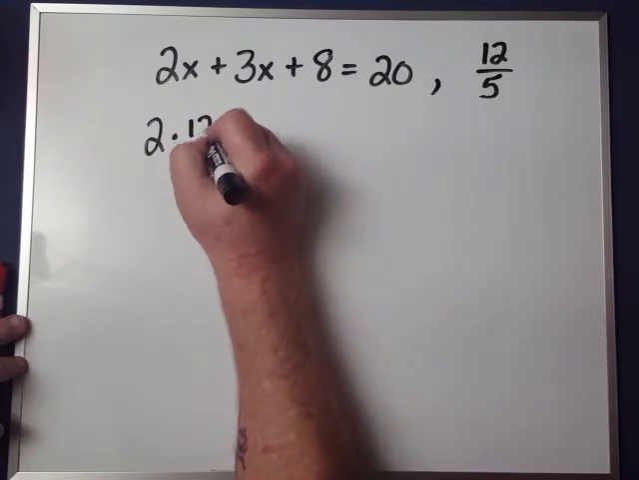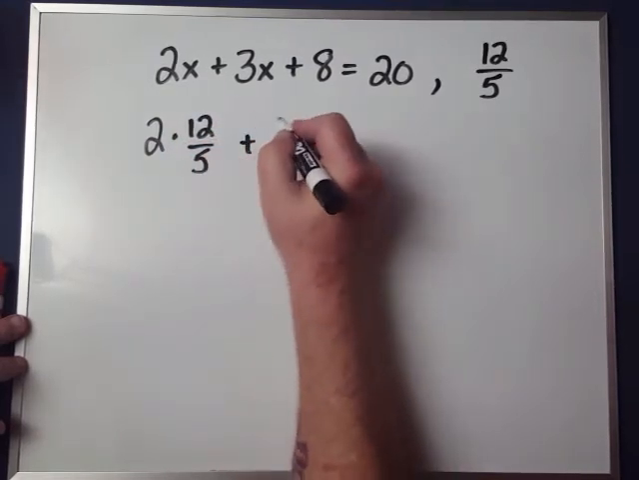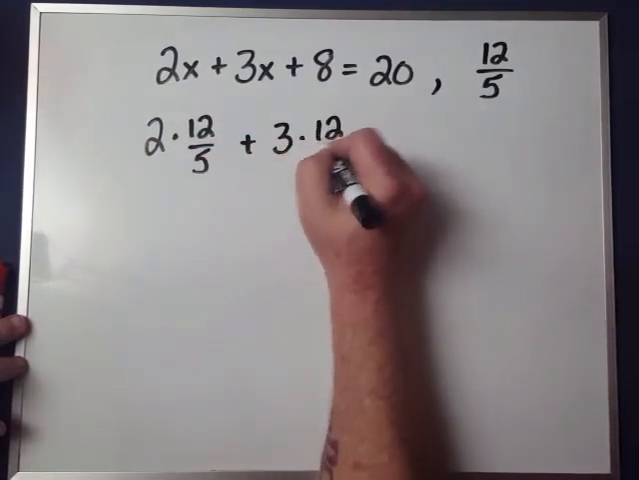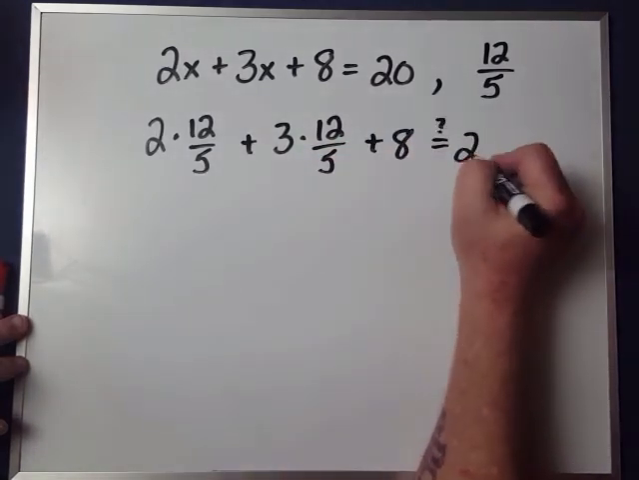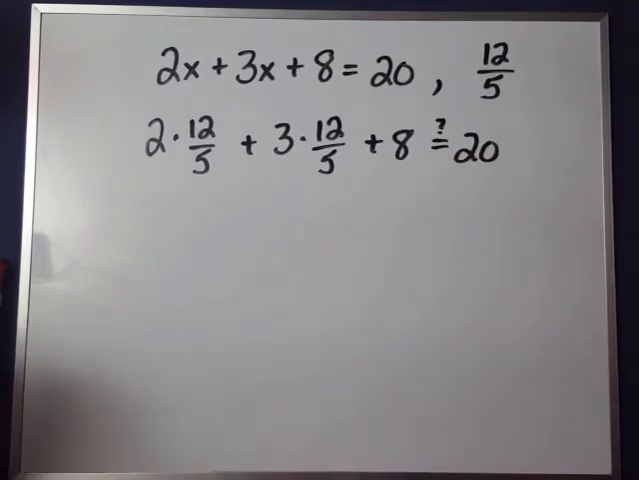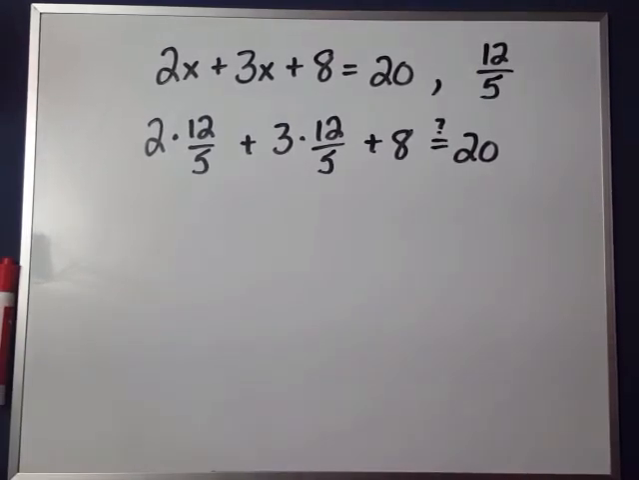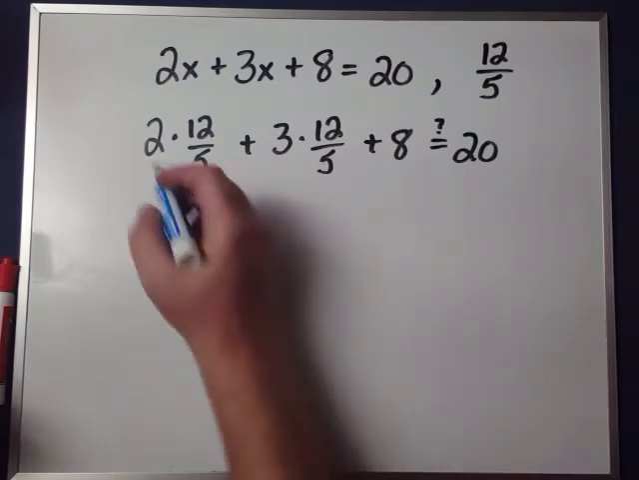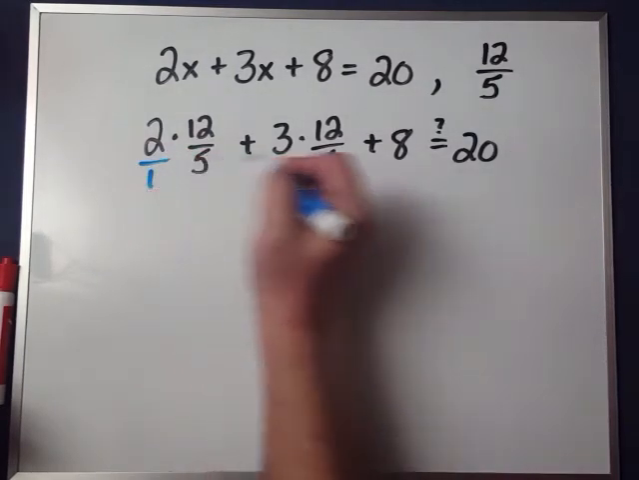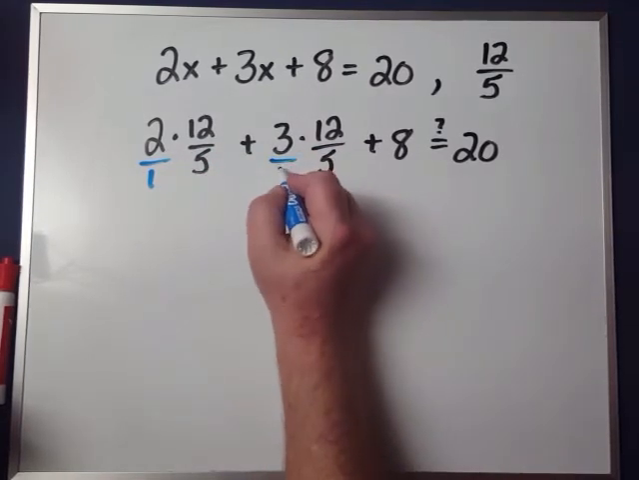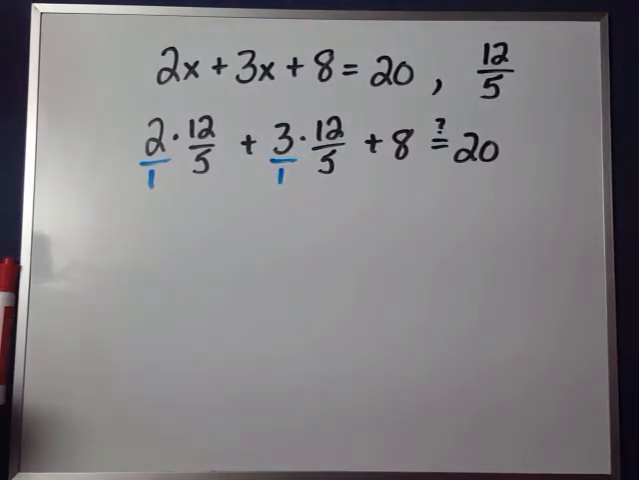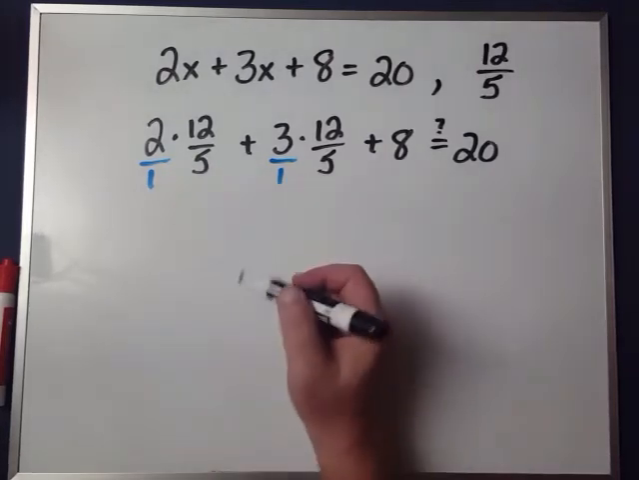2 times 12/5 plus 3 times 12/5 plus 8, is that equal to 20? Little piece at a time. To multiply fractions, we multiply the tops, we multiply the bottoms. You recognize that this 2 can be written as 2 over 1. Now, get used to the idea that I'm not always going to write that. But here, it's early in the semester, so I'll go ahead and write that over 1. Eventually, I'm not going to write that.